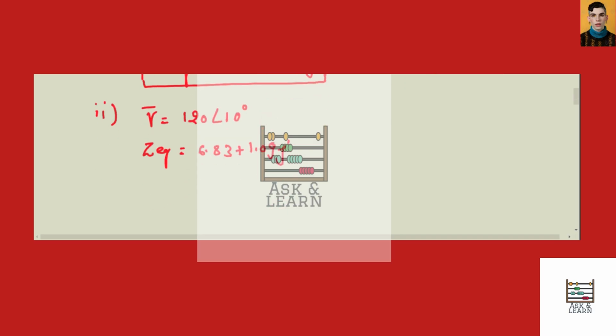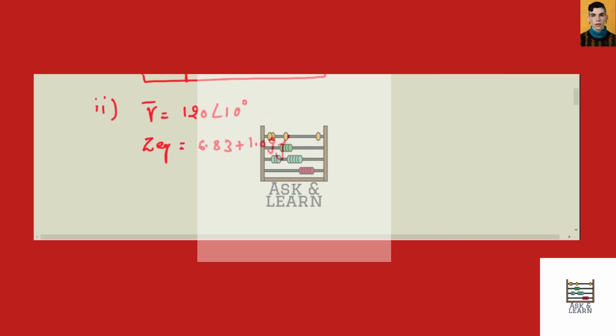Now we have to find out the current. The formula for the current is: the current vector is equal to the voltage vector divided by the impedance vector, right? As you can see, this is in rectangular form, so with the help of a calculator, convert it into polar form for simplicity of calculation. You will get the value of impedance in polar form, which is 6.917 angle 9.1 degrees.